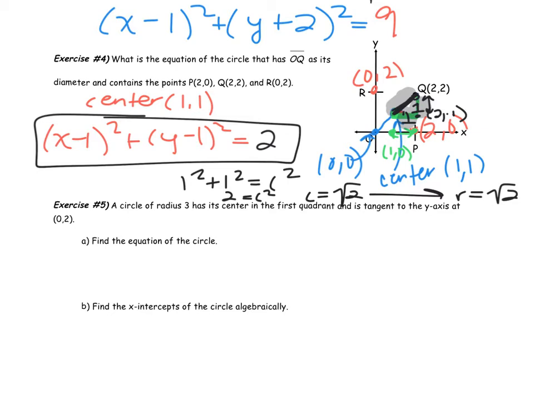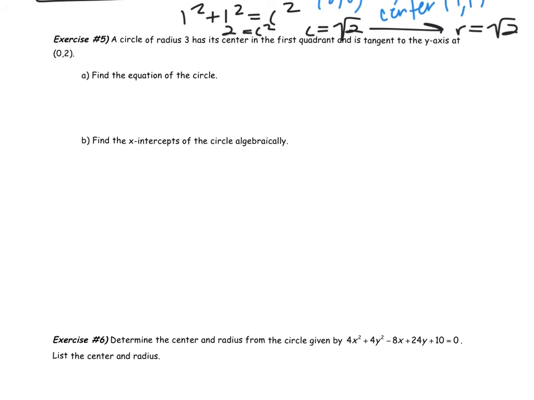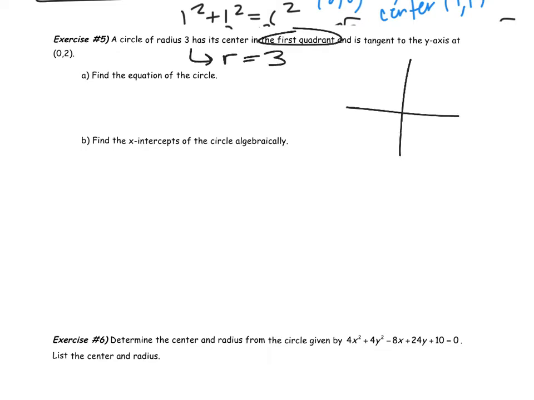All right, I want to take a look at exercise 5. So we have the center of the circle has a radius of 3. So we have radius of 3. And its center is in the first quadrant. All right, so we know the center is going to be somewhere in the first quadrant. And it's tangent to the y-axis. Remember, tangent means it's only going to intersect that point once. So if I'm tangent to the y-axis, I'm going to hit this point once.